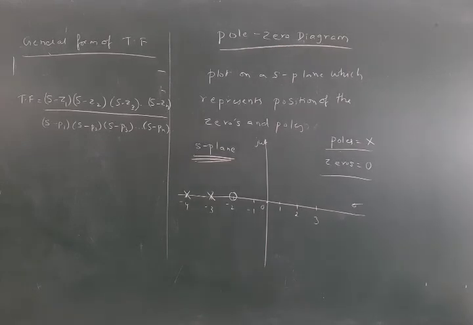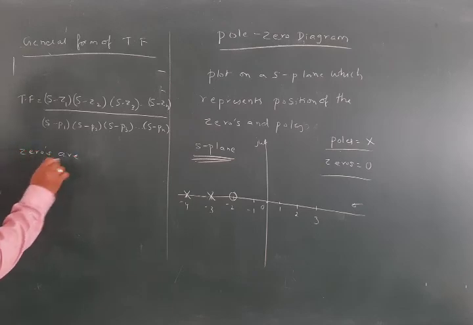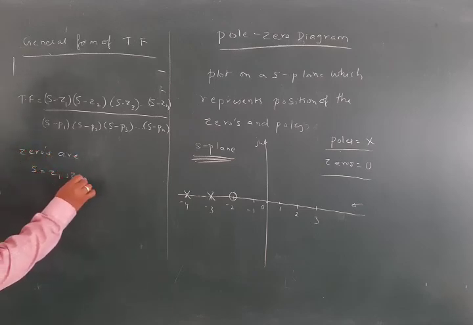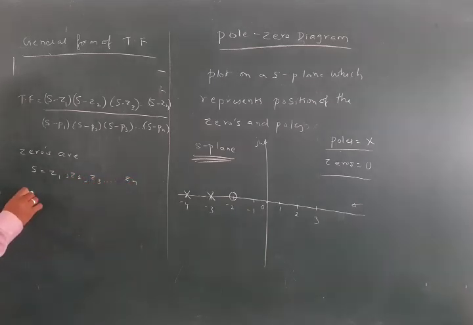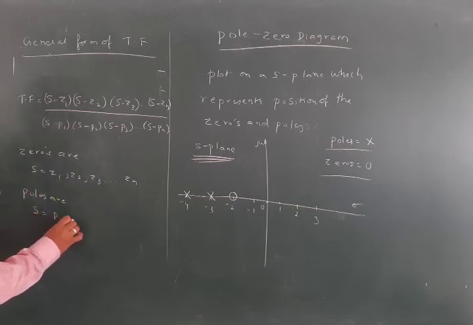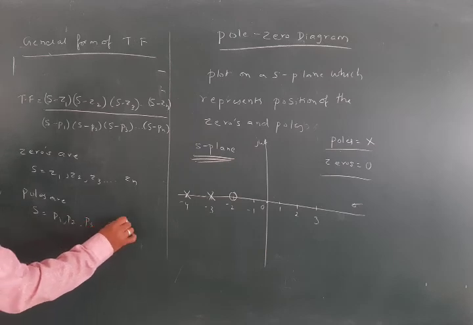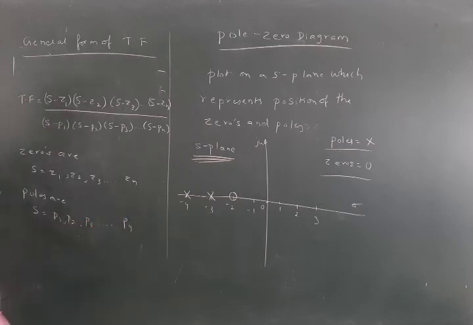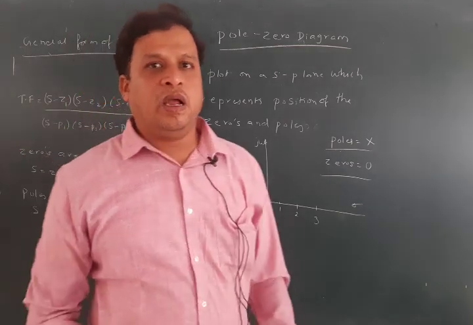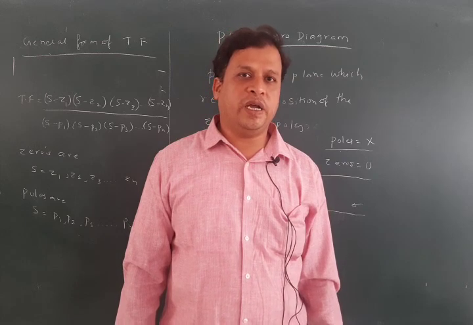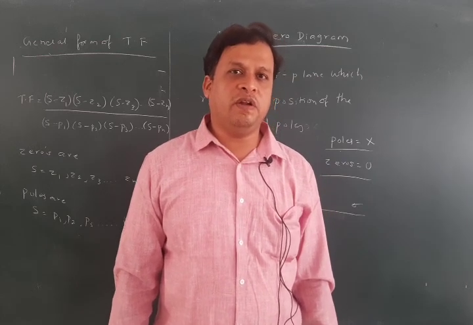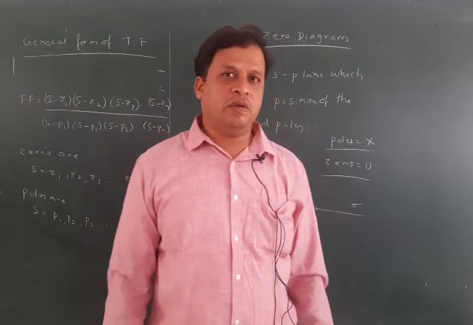So here the zeros are S equal to Z1, Z2, Z3 up to Zn, and here the poles are S values, that is S equal to P1, P2, P3 up to Pn. So this is about the transfer function, and this is about the pole zero diagram. We will notice the positions of these poles and zeros in the Routh stability criterion also. So how the stability will be affected, we will see about the stability.